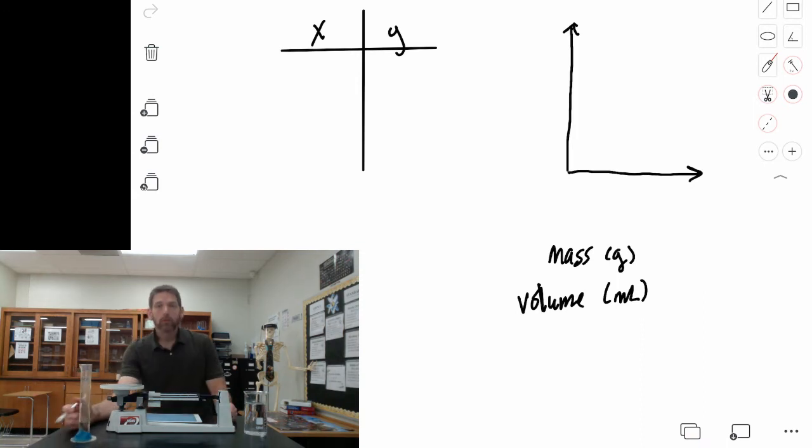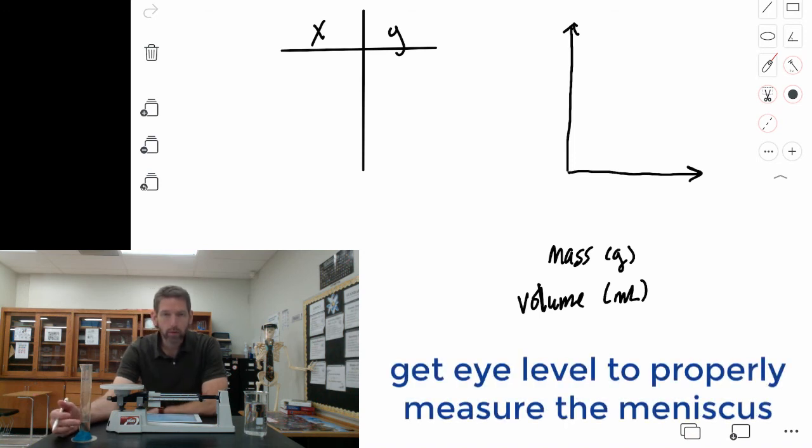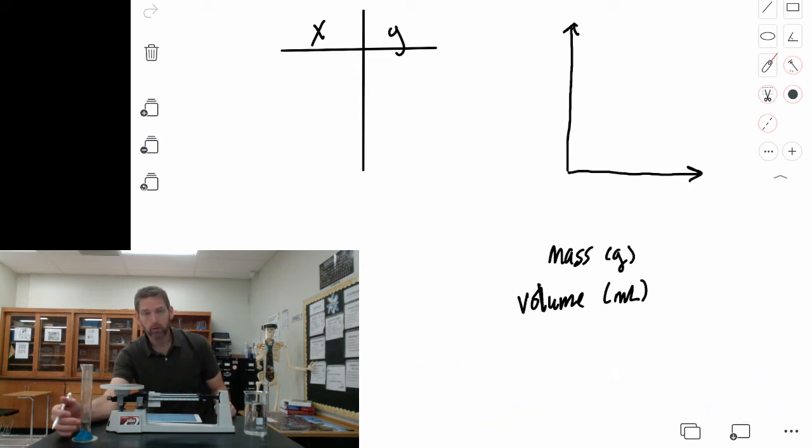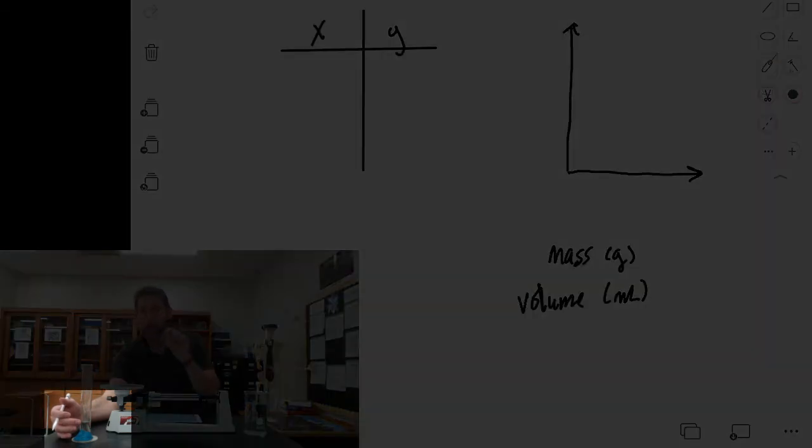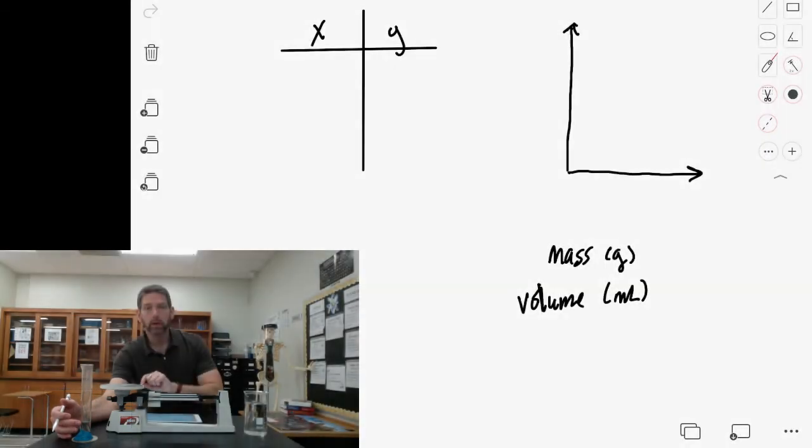Now that you have the water in here, you're going to get up close, right where the meniscus is, and get level with the scale that's on here, looking directly at the meniscus, that lower middle part. You're going to make a very good reading and make sure you get your estimated digit.